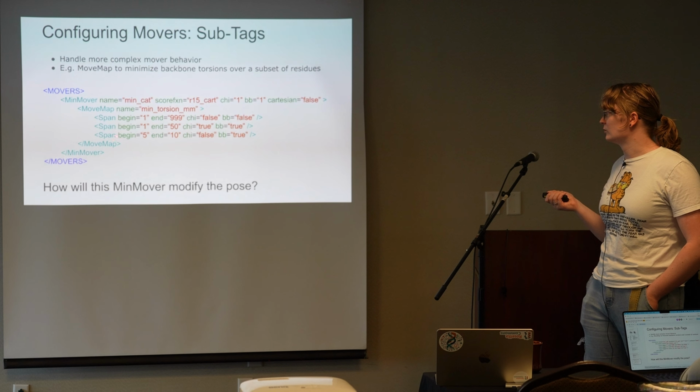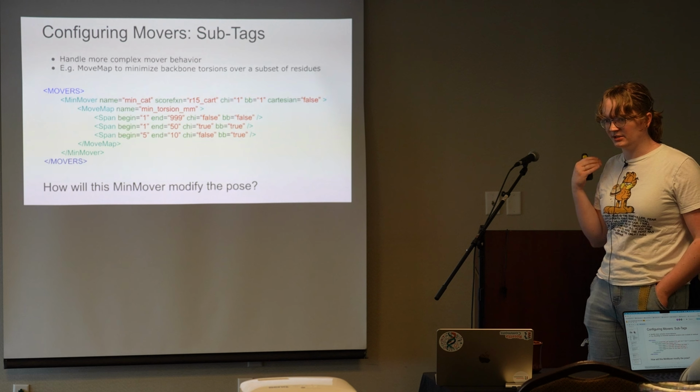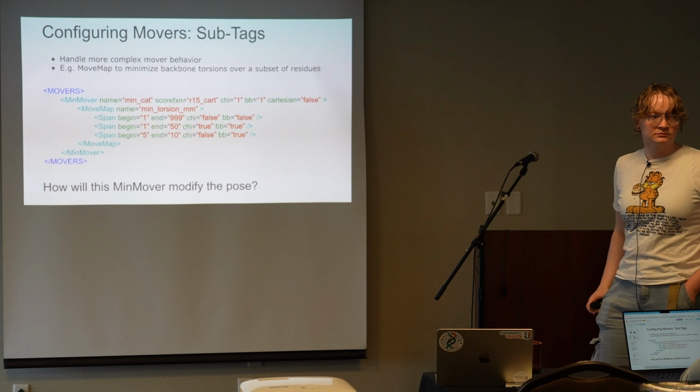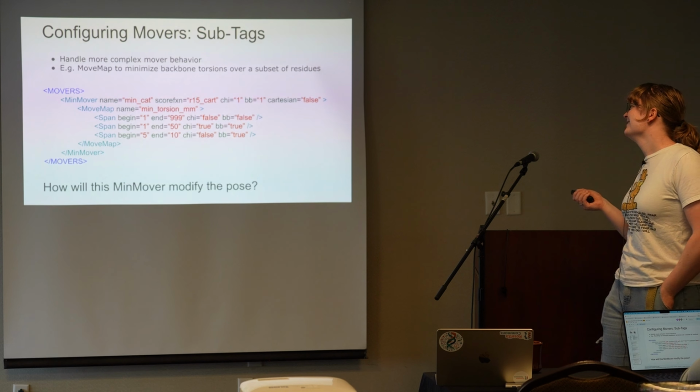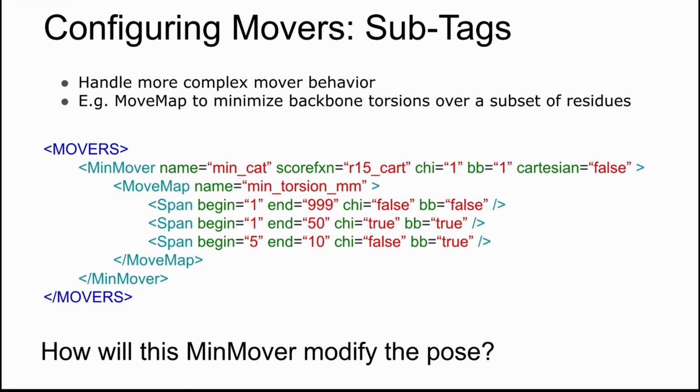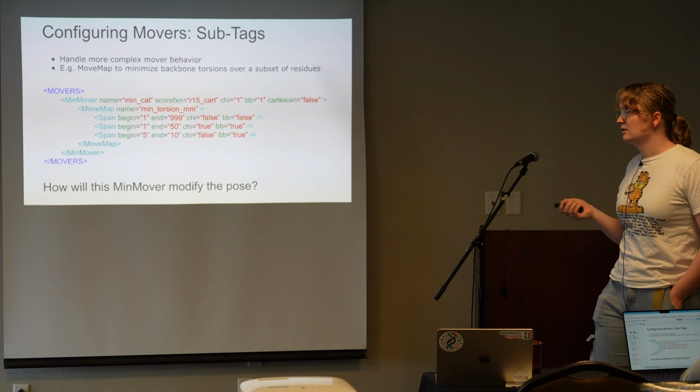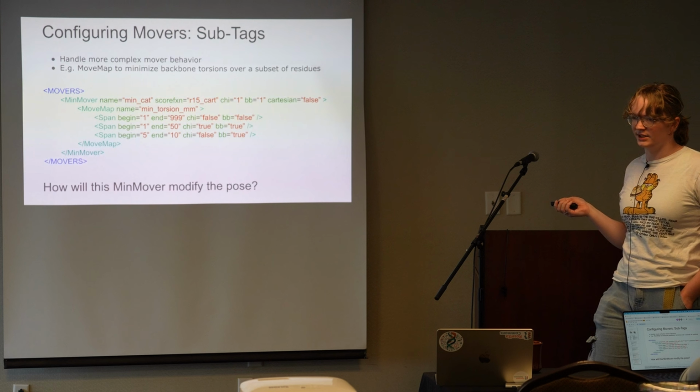And there's one more rule that is applied after that. Can anyone tell me what this does? Turns off the chi-angles for 5 to 10. Yeah, sorry, Bill, I just saw your hand. Exactly. So for 1 to 50, the chi-angles and the backbone angles can move, but for 5 to 10, only the backbone angles are allowed to move. It's like Boolean logic, like if and or. For a lot of these things, you can apply multiple conditions to get exactly what you want.